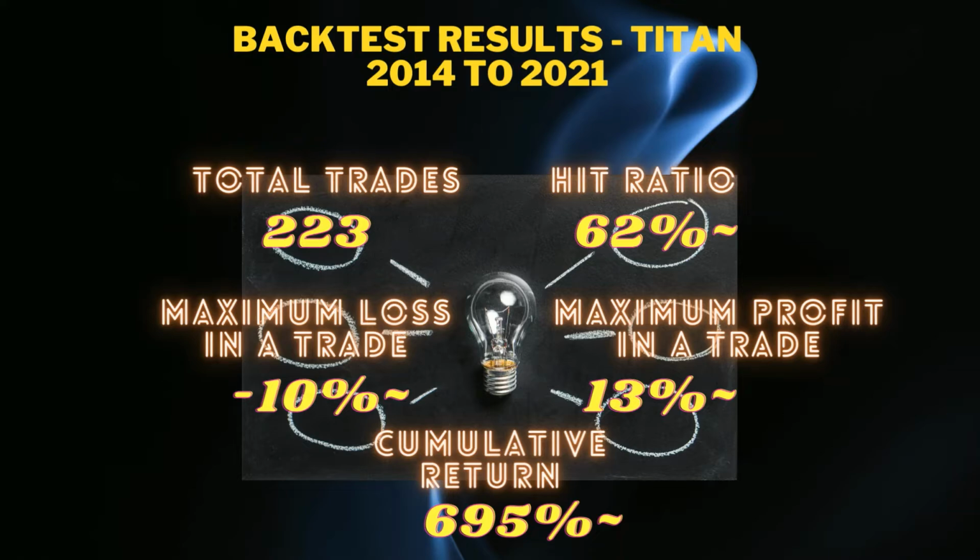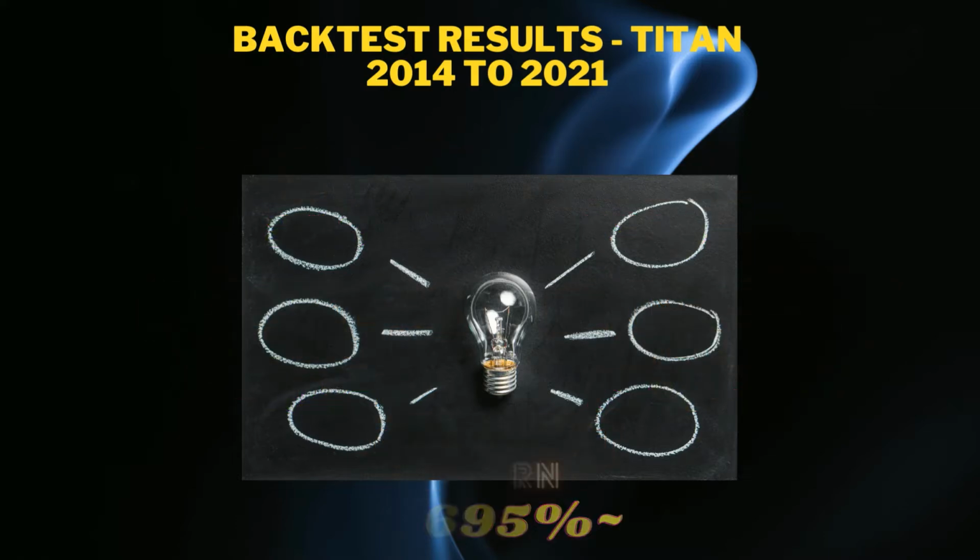The total buy signals or trades were 223. The win rate, or the hit ratio, stood at 62%. Maximum loss in a trade was 9.8, that's approximately 10%. The maximum profit in a trade was 13%, and the cumulative return was 695%.